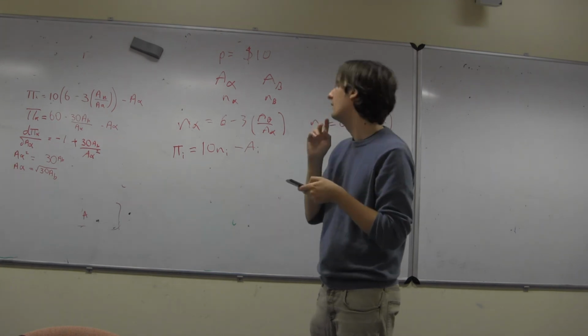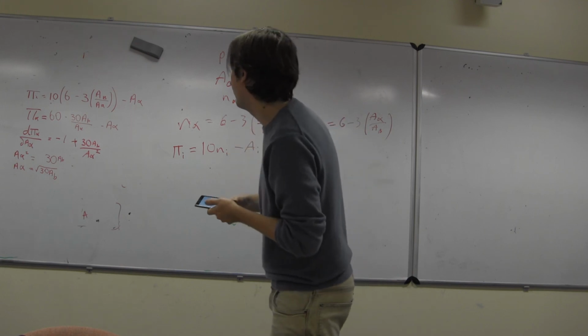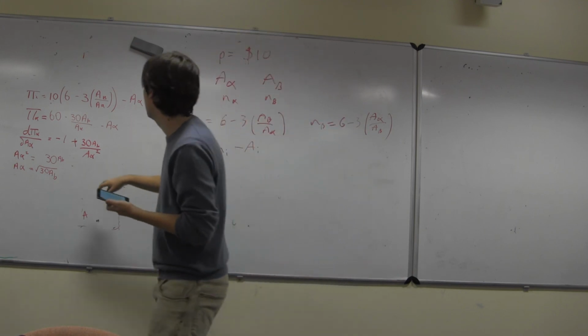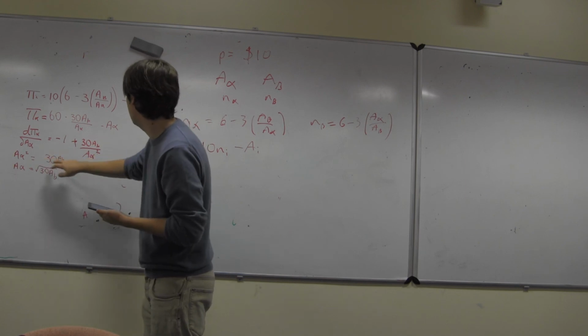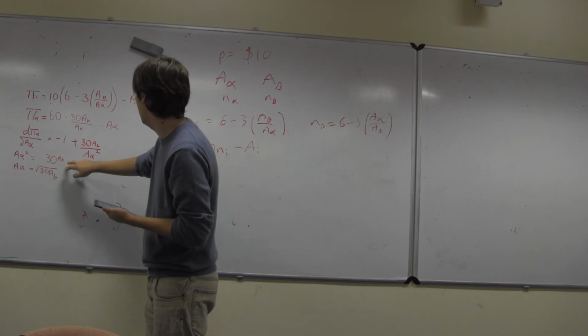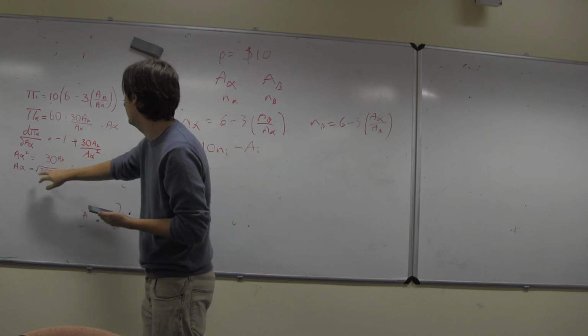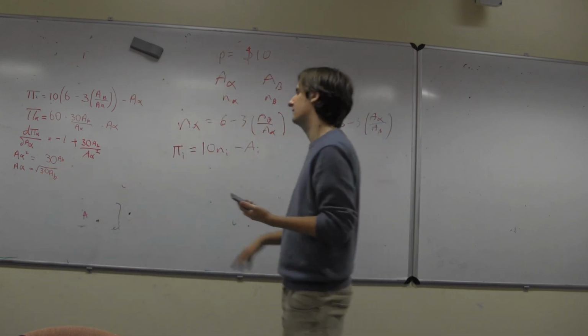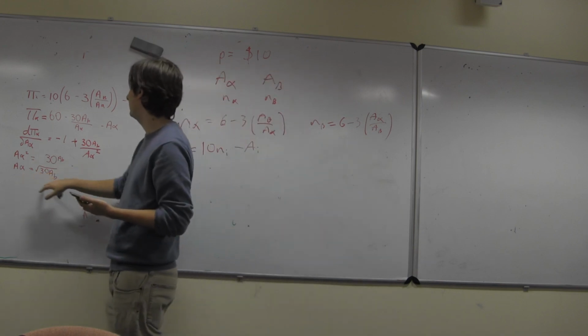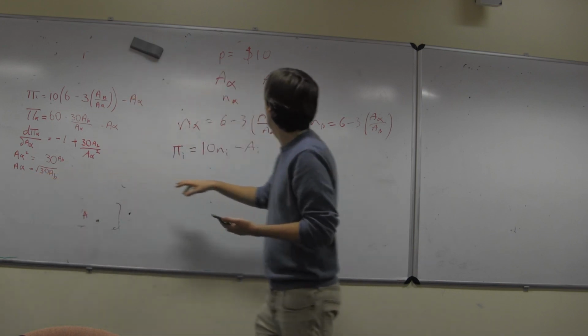That's right. So this thing was equal to that thing, so you took that to the other side, so 30 a beta, okay, and then do the square root. Yep. So that's the reaction function of firm A in terms of firm B.